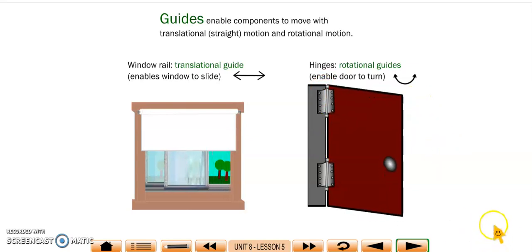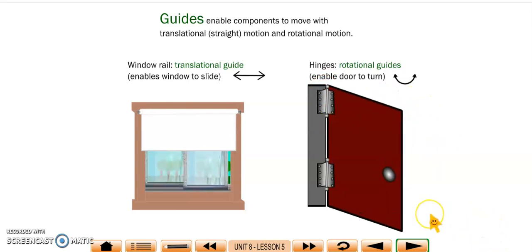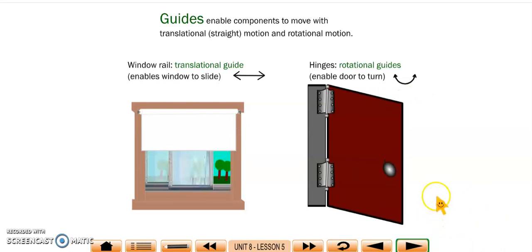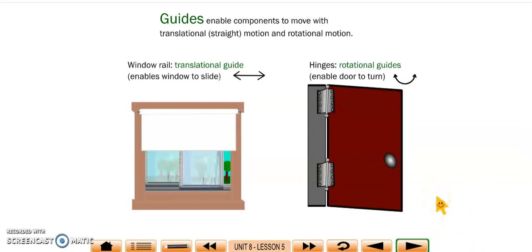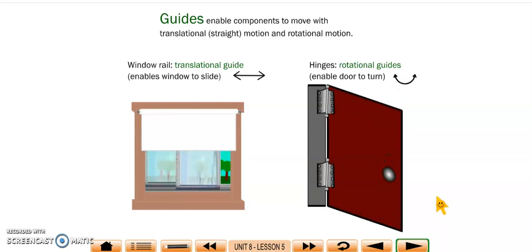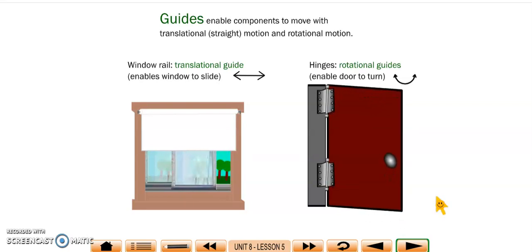There is a third one called helical, which allows us to move in a spiral shape. So advancing and turning at the same time, a bit like the cap on a bottle. It will spin and go up at the same time.